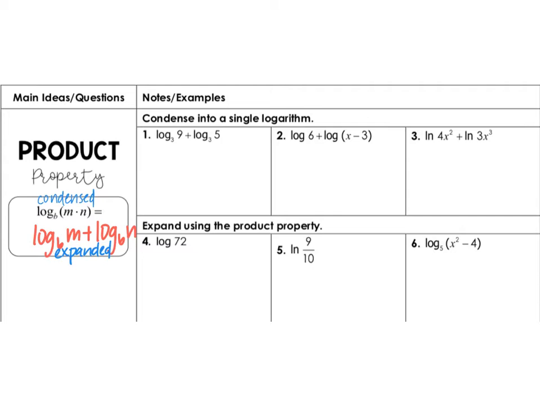You can tell it's expanded because there are two logarithms with base b, and you can tell that this is condensed because there's only one logarithm with base b. So let's put this into practice. If you notice, the first three examples here say to condense into a single logarithm. You can only condense and expand when your logarithm has the same base.